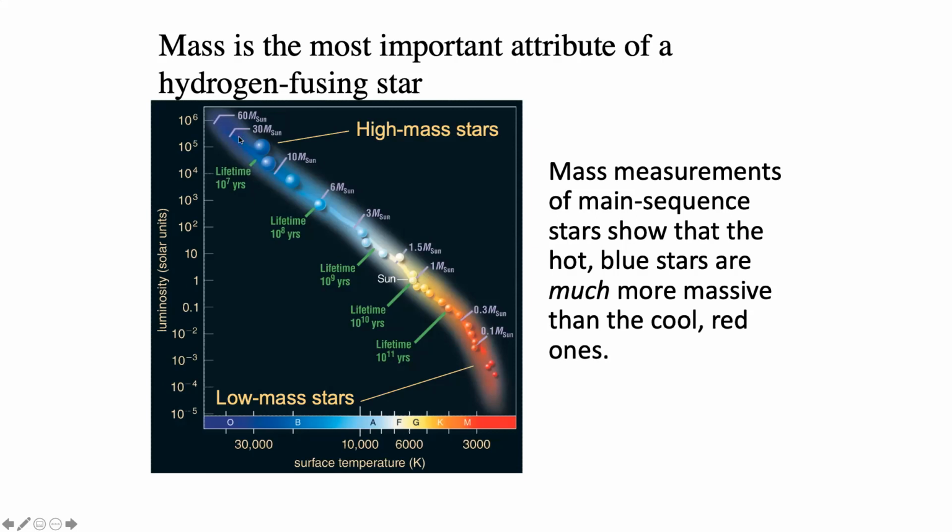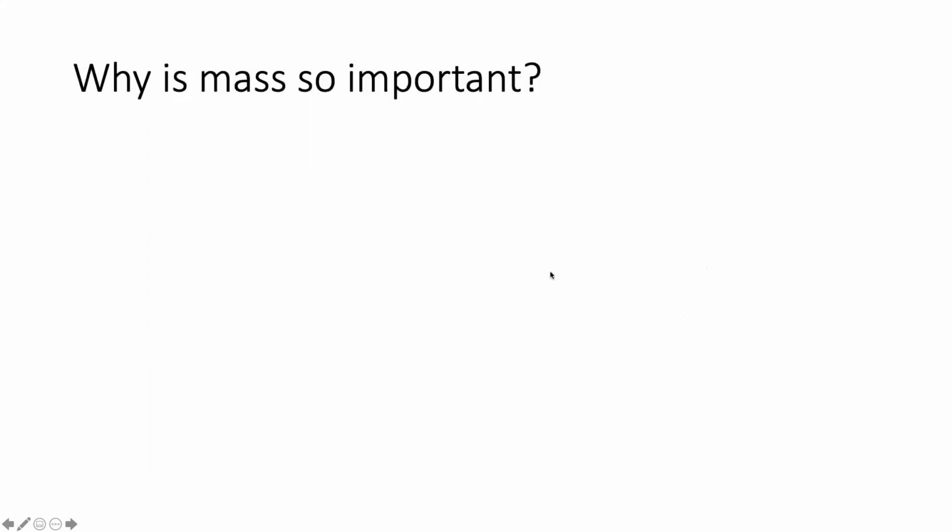And then we have these high mass stars with 60 solar masses, so on and so forth. As I mentioned earlier, the mass of these stars is the most important aspect in determining what their futures are going to be. Why is mass so important? Why is that?